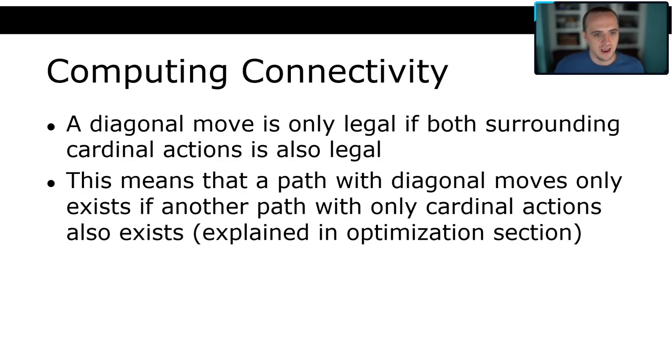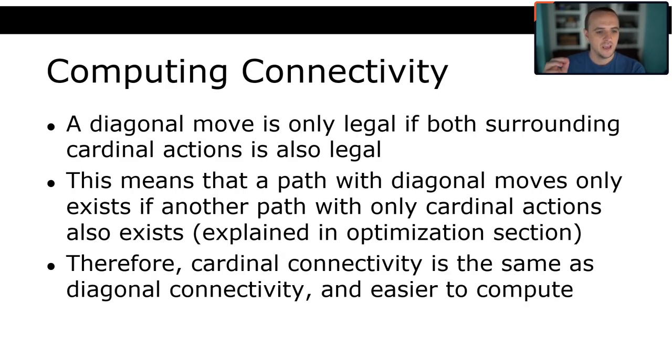Let me just repeat that. A path that has diagonal moves in it will only be legal if a separate path that contains no diagonal actions also exists. Got that? I hope so. Therefore, cardinal connectivity is the same as diagonal connectivity, and it's easier to compute. So if two states are connected with up, down, left, and right movements, then they're also connected with diagonal movements. All right, so let's use breadth first search.